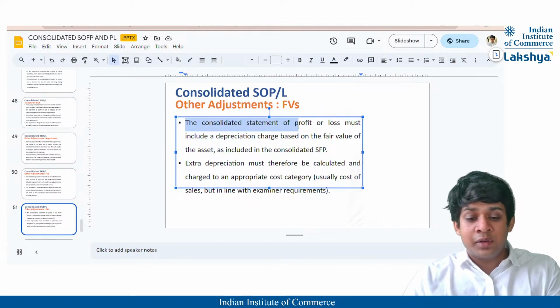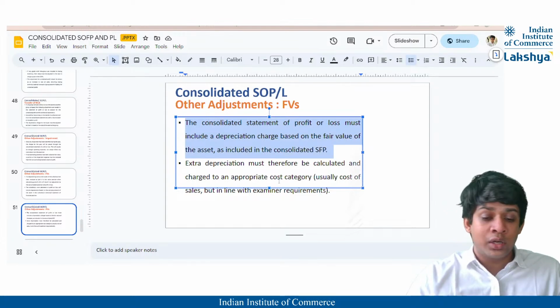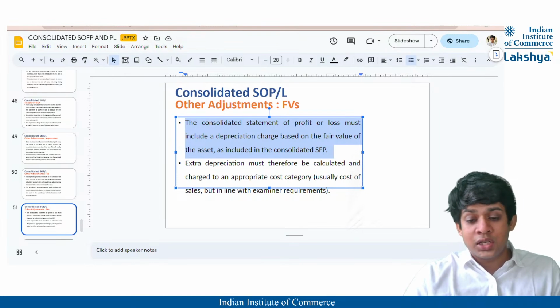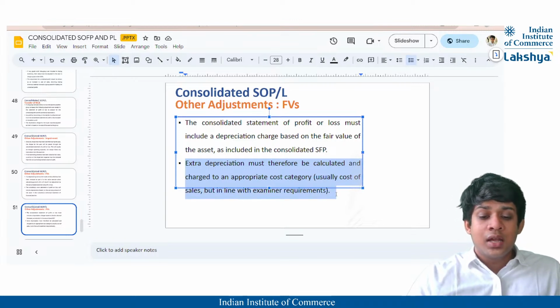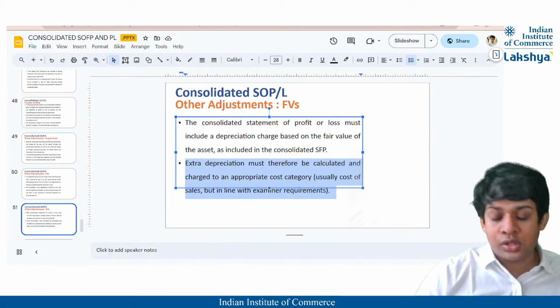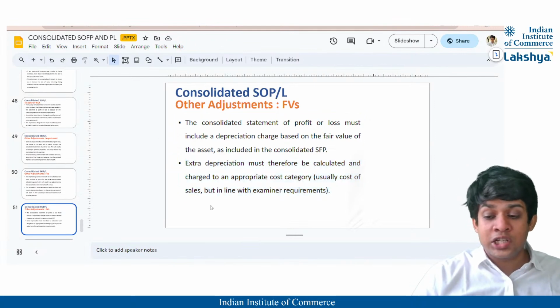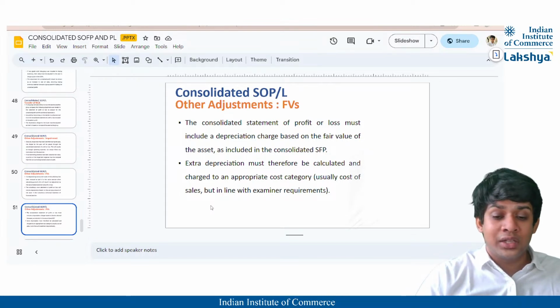The consolidated statement of profit or loss must include the depreciation charge on the fair value of the asset as included in the statement of financial position. Extra depreciation must thus be calculated and charged to an appropriate cost category, usually to the cost of sales, but in line with the examiner's requirement. Here we have charged it to the cost of sales because usually the depreciation is charged to the cost of sales. But if the question mentions that you have to charge it not to the cost of sales but to the administrative expenses, then please do charge all the depreciation to the administrative expenses.